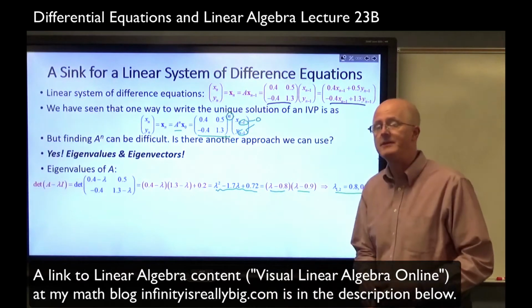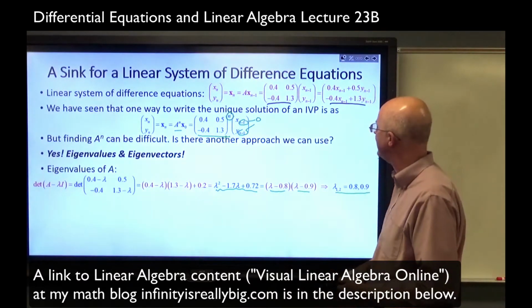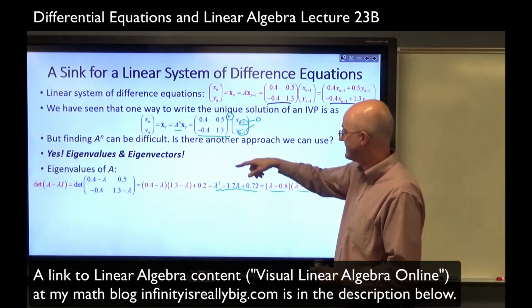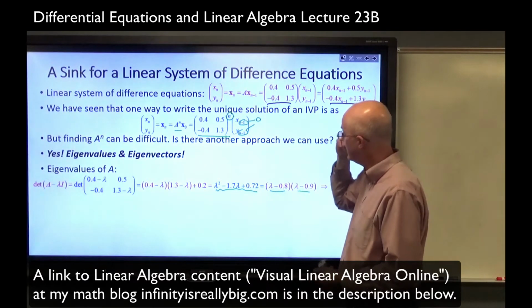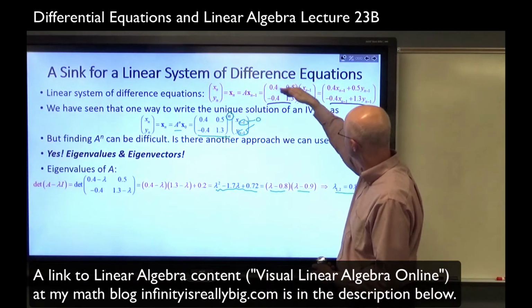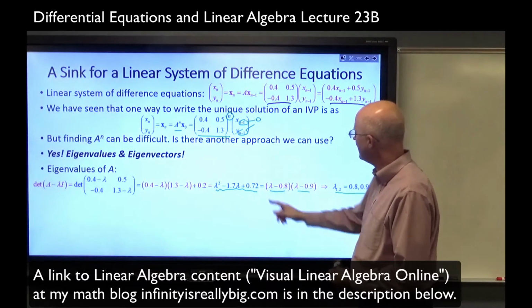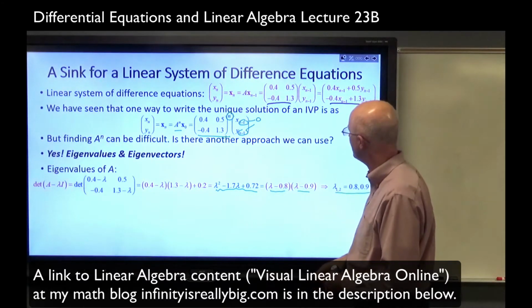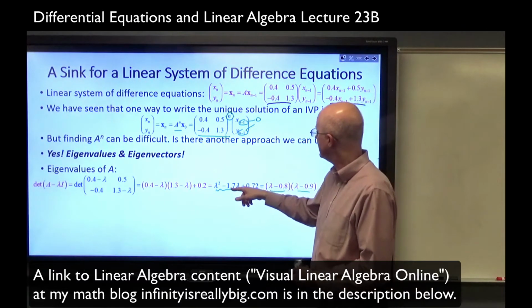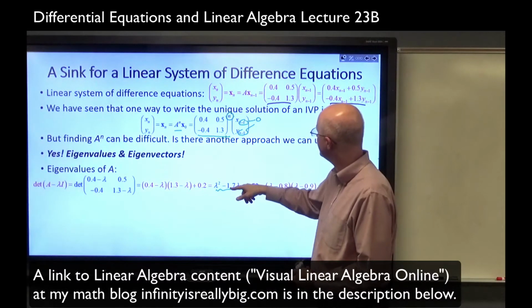By the way, I briefly talked about the trace and determinant in the last lecture. That still holds here: this constant term is the determinant of this matrix. Go ahead and calculate the determinant of this matrix. I'm trusting it comes out to 0.72. I did double check these numbers. And the coefficient of lambda in the characteristic equation is the negative of the trace of the matrix.